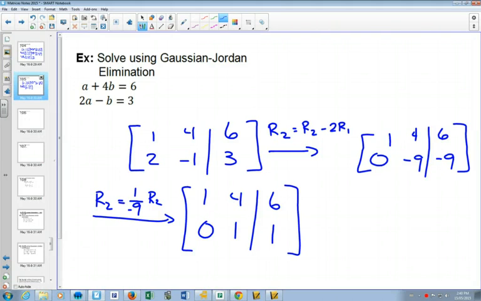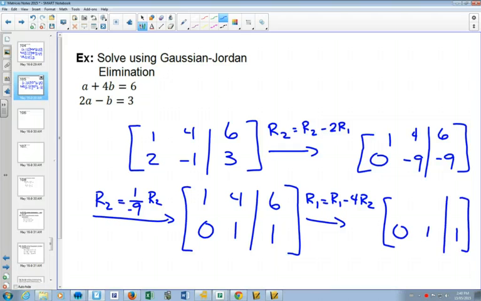And then I get a 1 in the bottom right-hand corner. Now to get a 0 where the 4 is, okay, I'm not changing row 2. And this will still be a 1. 4 minus 4 will be 0. And 6 minus 4 will be 2. So a is equal to 2. B is equal to 1.